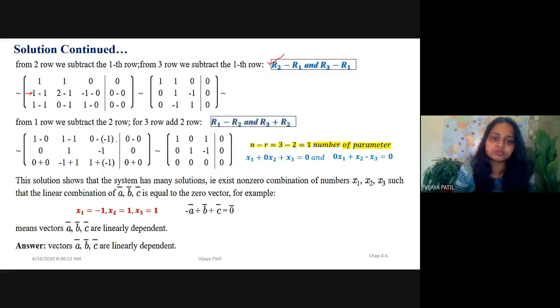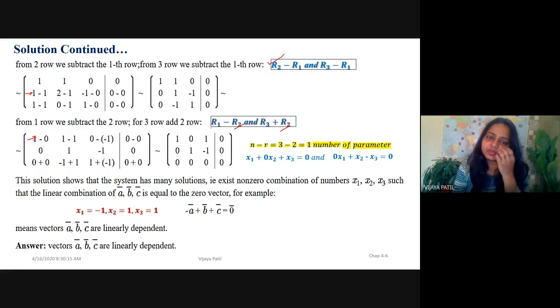Then again one more transformation I'll require, because my target is to convert all these elements either into zeros or into ones. Then R1 minus R2. So that means this is my base row. That means this row R1 is going to change. There is no change in R2, if you observe, because this is my second row, R2.